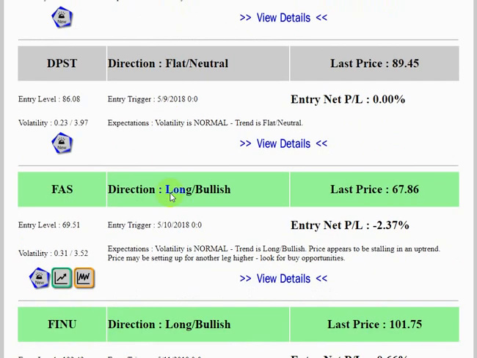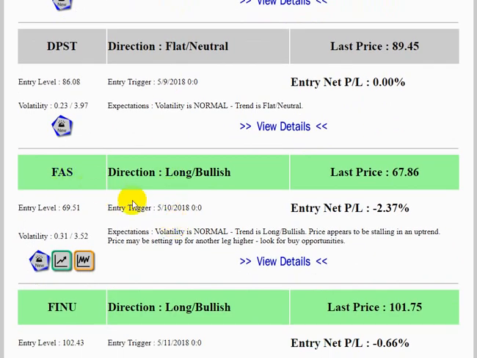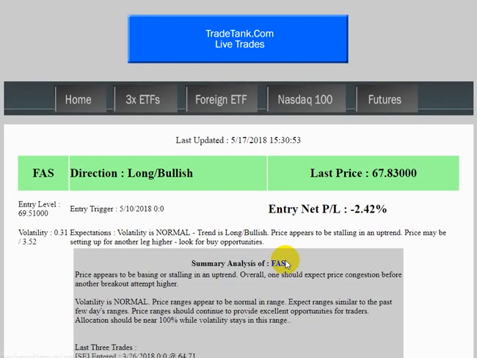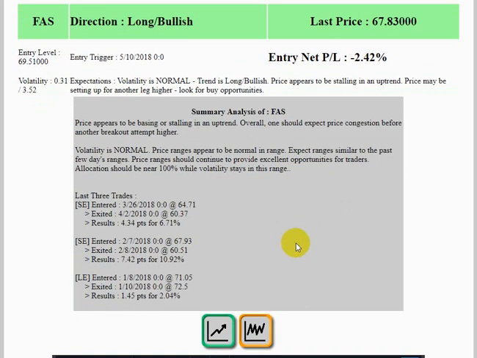Let's go ahead and take a look at this FAS trade. May 10th was the entry. It's minus 2.37% right now. Entry was 69.51. Current price is 67.86. It looks like it is a new trigger. It is a bullish trend, and it is telling us that price is trading sideways within a range. Take a look at the details. There's the price details for the FAS trade.